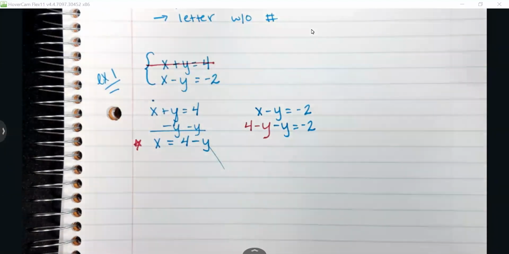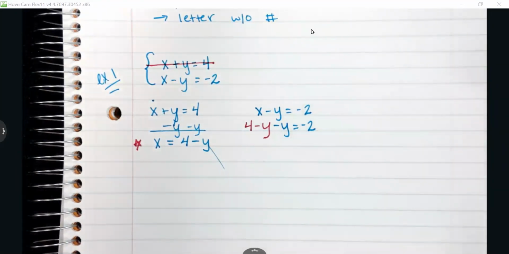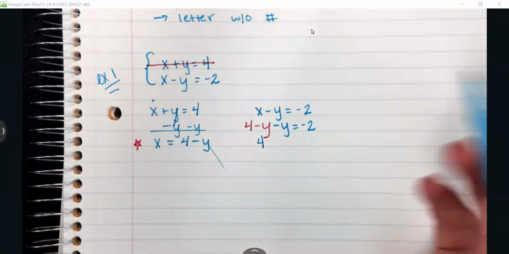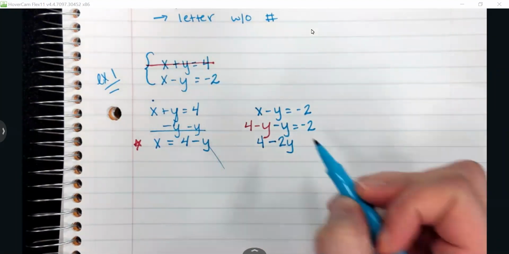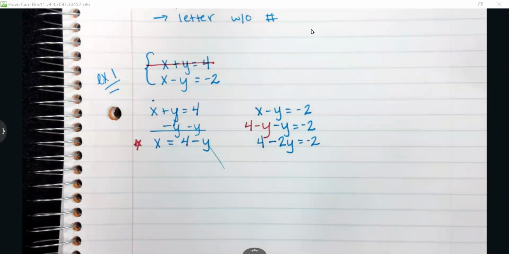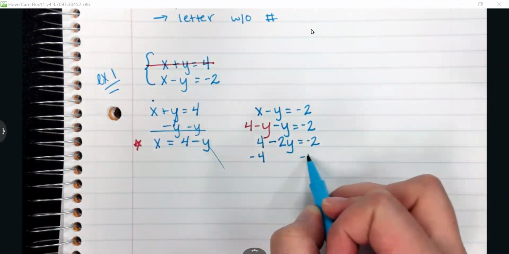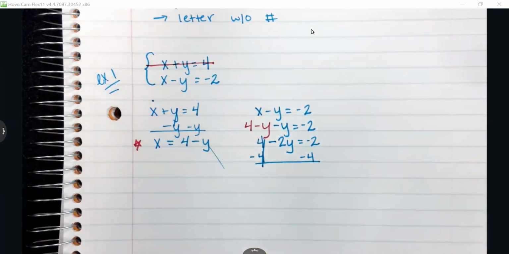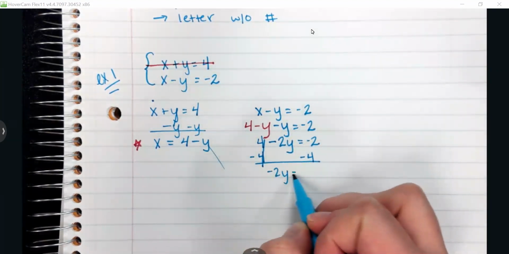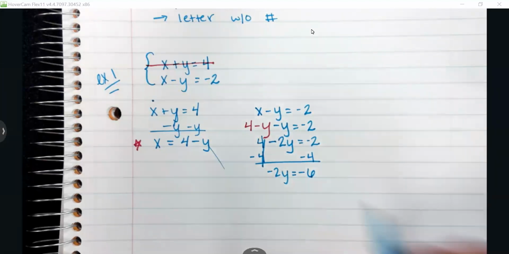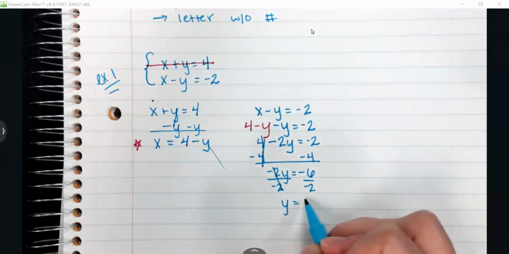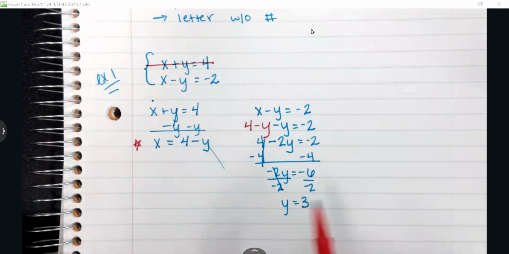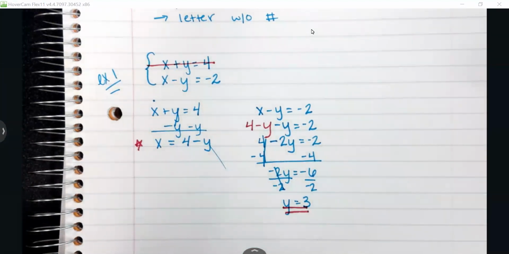Now, it just becomes an 8th grade math problem, combining like terms, moving things where they belong. So I have 4, -y minus y is -2y equals -2. I'm going to subtract 4 to both sides because I'm trying to get my letter all by itself. -2y equals -6. When I divide by -2, y equals 3. That's the first half of my answer, okay?